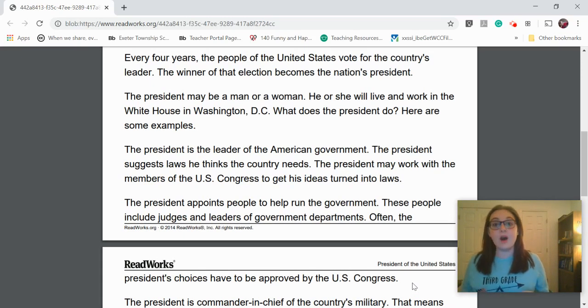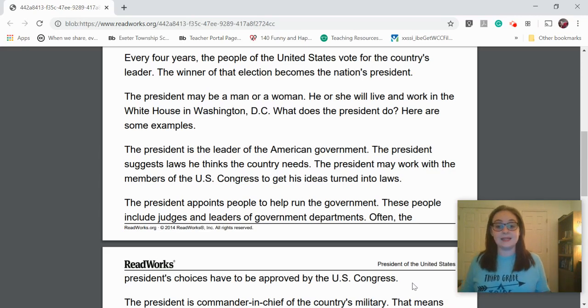Now, if you remember, we also talked about this when we were reading the other article on the three branches of government. We talked about how the president is the one who chooses some of the people in the judicial branch, and they sit on the Supreme Court. And we said that we don't actually vote for the people in the judicial branch. However, we vote for our president and we vote for the people who are in Congress. So we kind of have our voices heard by doing that.